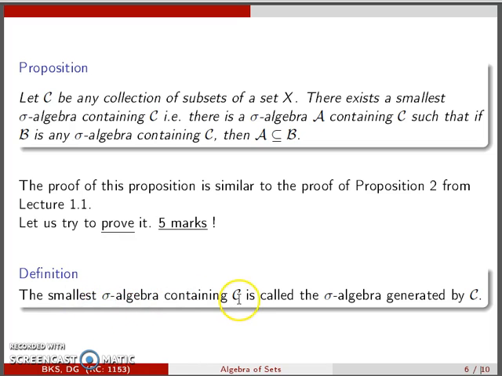The smallest sigma algebra containing script C is called the sigma algebra generated by C, as earlier. Remember the similarity: in algebra also we have the same definition. In sigma algebra also this holds.